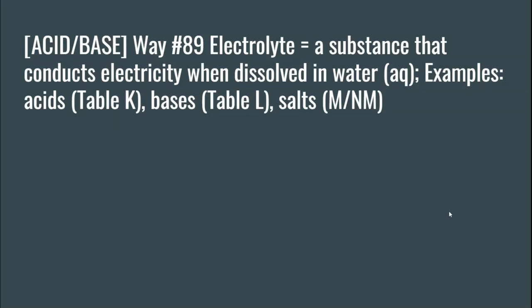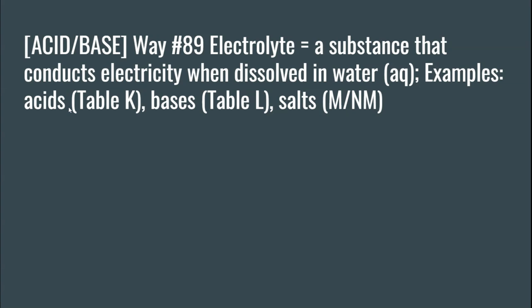Way 89 defines what an electrolyte is. An electrolyte is basically a chemical substance that is capable of conducting electricity when it's dissolved in water. And remember, the way we indicate that something is dissolved in water is with the parentheses (aq), which means aqueous. So, what are some examples of electrolytes?